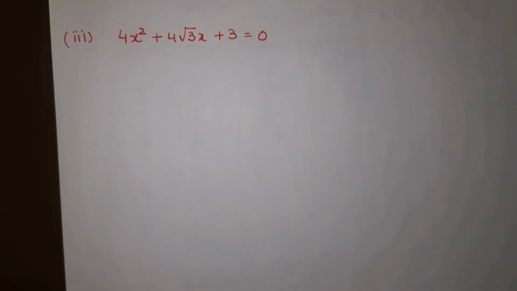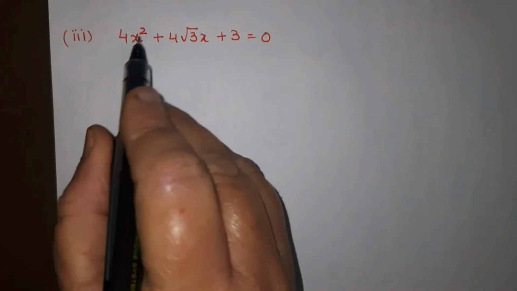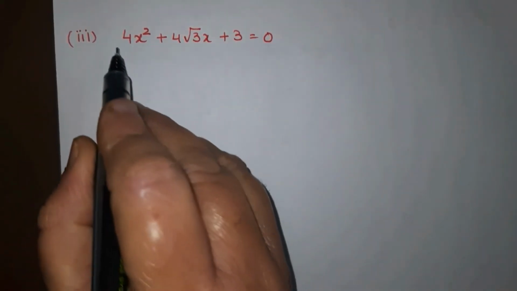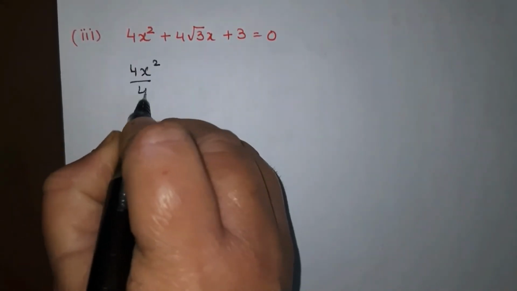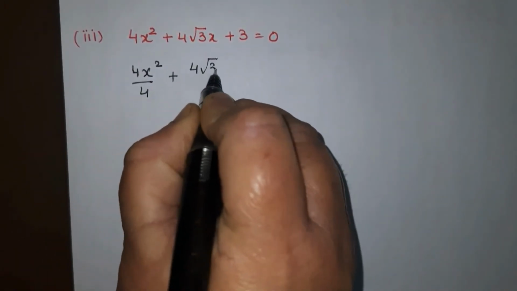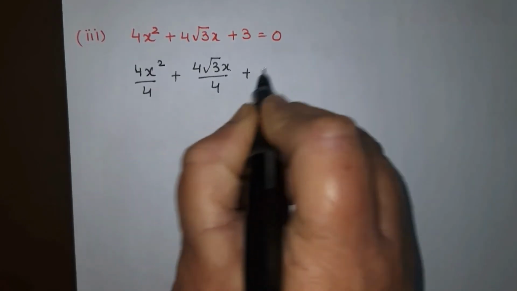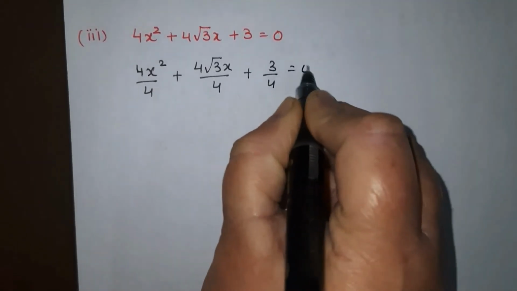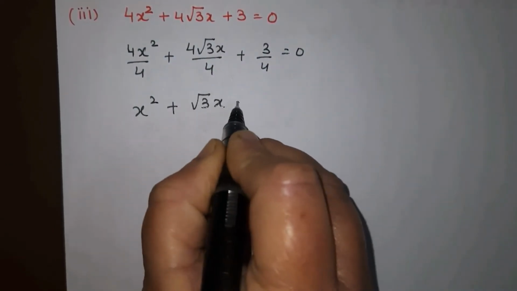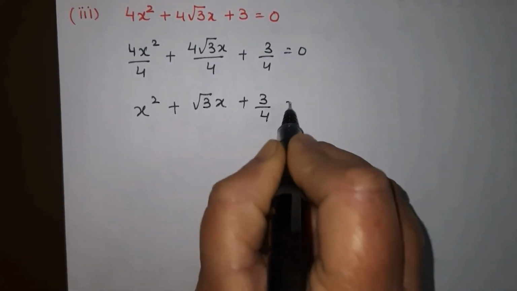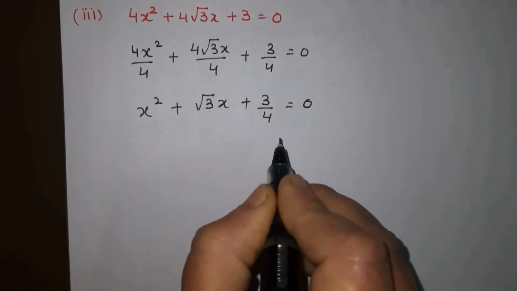So we have the third part now, and we can see the coefficient of x square is 4. So we will divide the equation by 4. So it will be like this. We will divide each term by 4. So this is x square plus root 3 x plus 3 by 4 equals 0. So this was our first step.